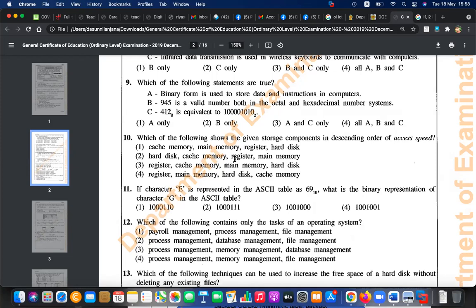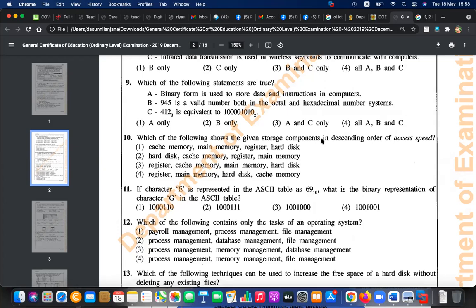So first one. Descending order of access speed. You have to tell the descending order. Which is the highest access speed and which is the lowest. Highest speed and lowest speed.